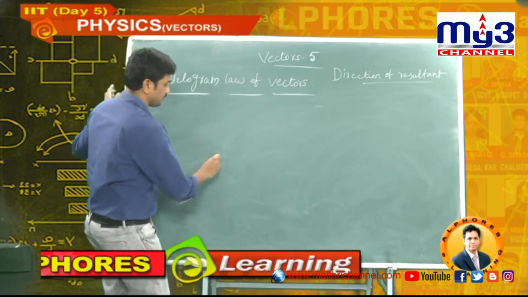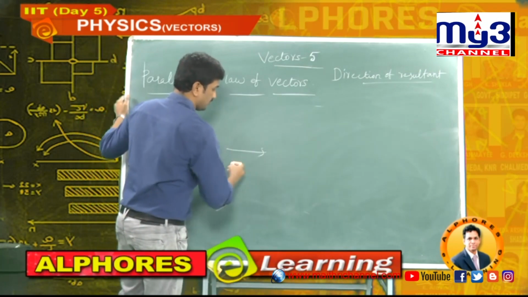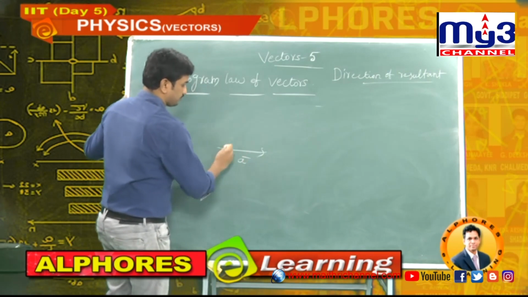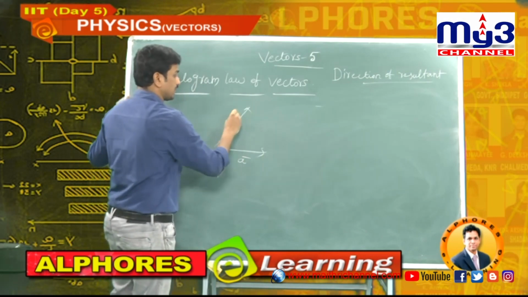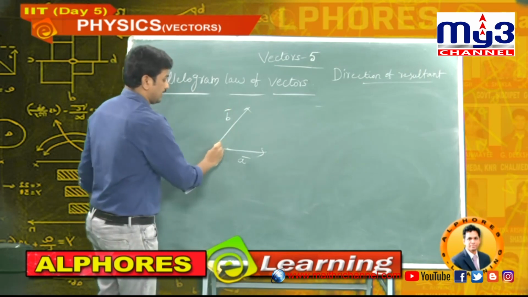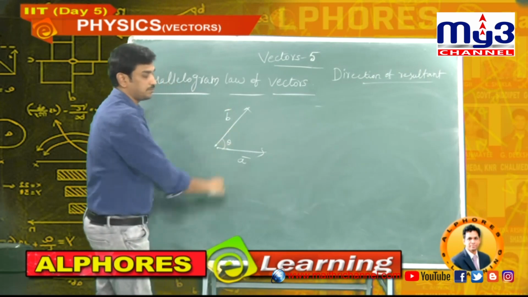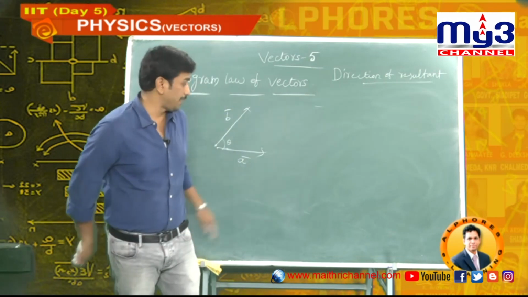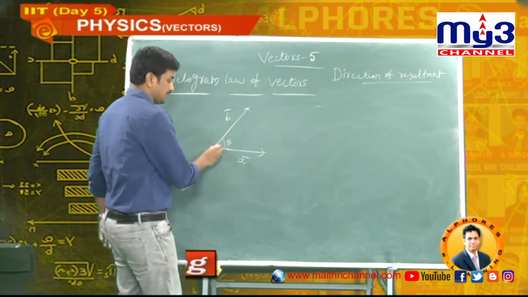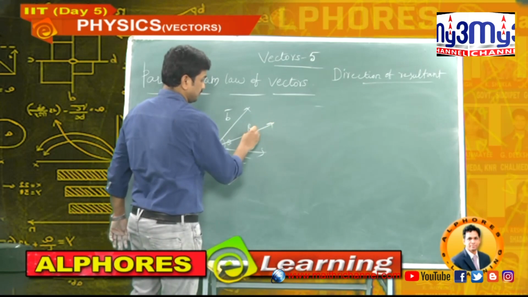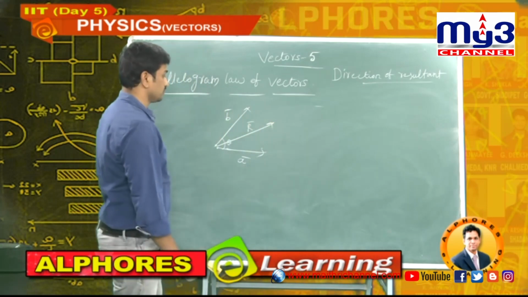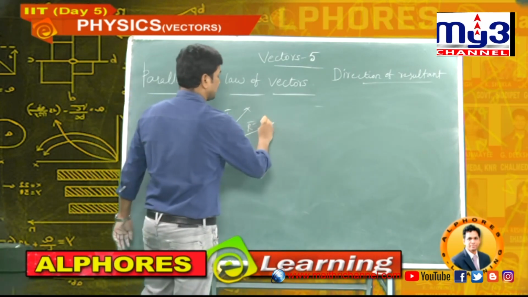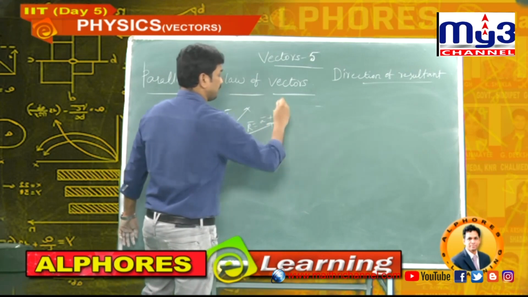Parallelogram law of vectors, once again: A bar vector, B bar vector, angle between the two vectors is theta. A bar and B bar are two adjacent sides of the parallelogram. Now the resultant is the diagonal R bar. What is R bar? A bar plus B bar.